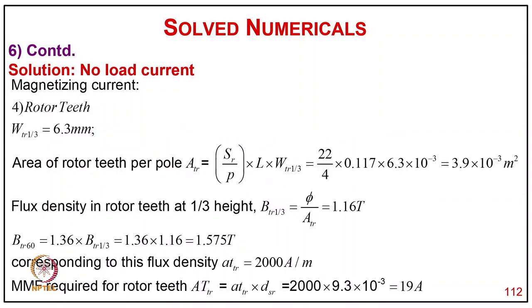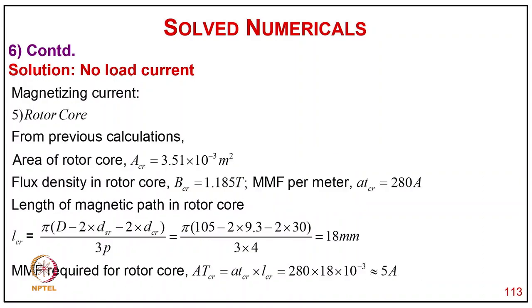Now coming to the rotor teeth MMF calculation, the WTR is 6.3 mm. The area of the rotor teeth per pole, SR upon L into WTR, putting values comes 3.9 into 10 power minus 3 meter square. The flux density in the rotor teeth at one third height, BTR, and BTR60 now is 1.36 into BTS, it comes 1.575 Tesla. Corresponding to the material property, the MMF per unit for this flux density is 2000 ampere per meter. The MMF required for the rotor teeth is ATR equal to small ATR into DSR, it comes 19 ampere.